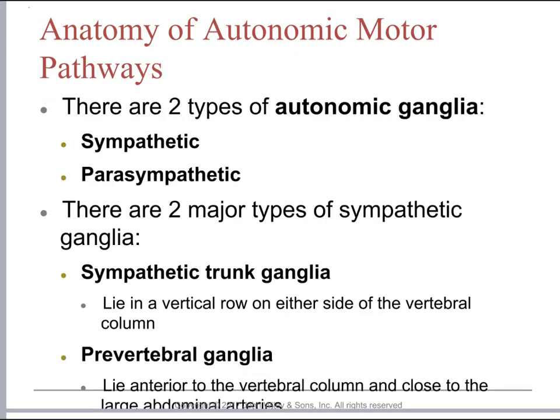As we continue with our anatomy of the autonomic motor pathways, I want you to remember our rule that we have through this lecture, our rule of 2. And as a review, there are 2 autonomic ganglia, sympathetic and parasympathetic. We have 2 major subtypes of sympathetic ganglia. The first being the sympathetic trunk ganglia. This is also known as the chain ganglia. It lies in a vertical row on either side of the vertebral column, which gives us our prevertebral ganglia, which lie in front of or anterior to the vertebral column and close to our large abdominal arteries.